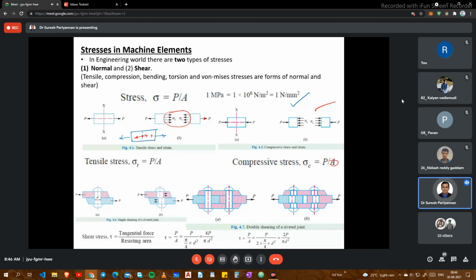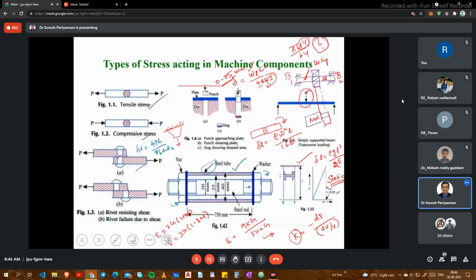Okay, now see here, a single rivet is used in this arrangement. The two plates are joined with the help of the single rivet.